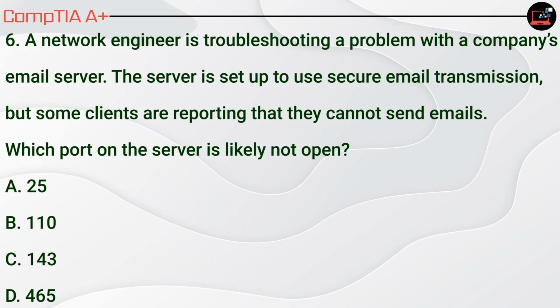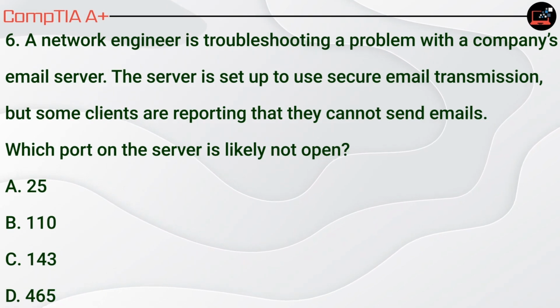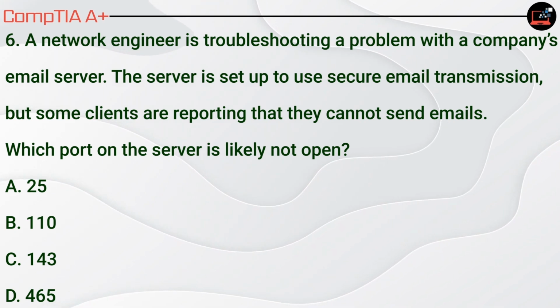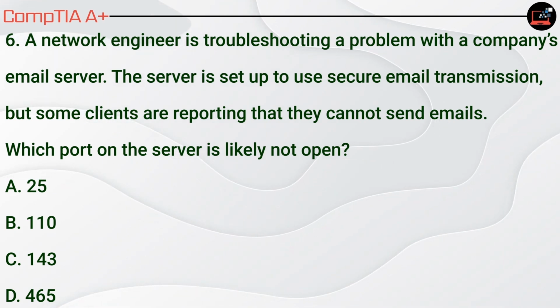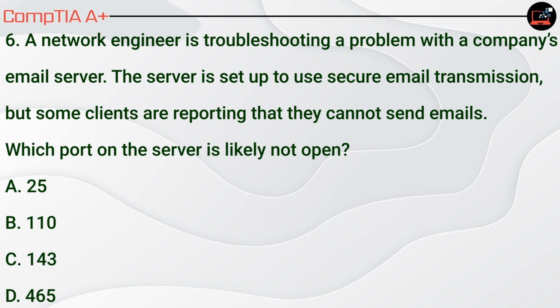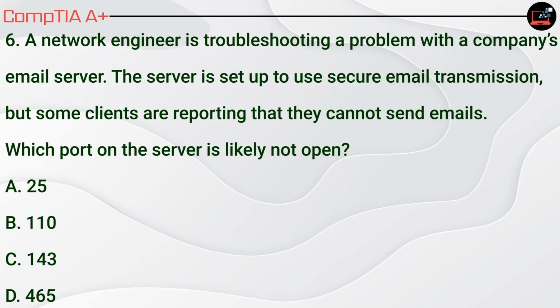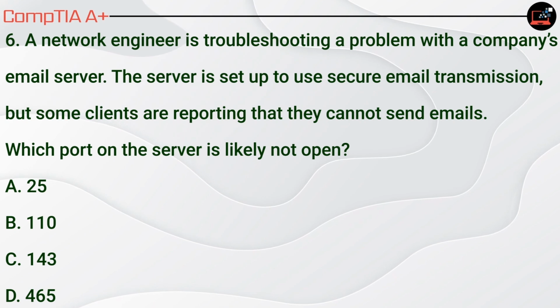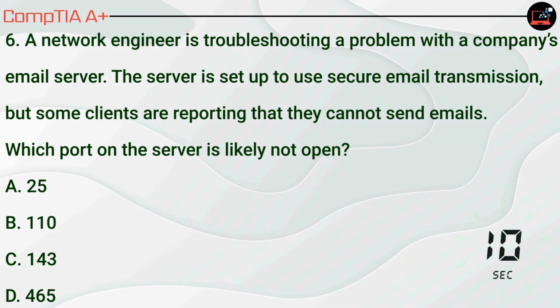6. A network engineer is troubleshooting a problem with a company's email server. The server is set up to use secure email transmission, but some clients are reporting that they cannot send emails. Which port on the server is likely not open? A, 25, B, 110, C, 143, D, 465.